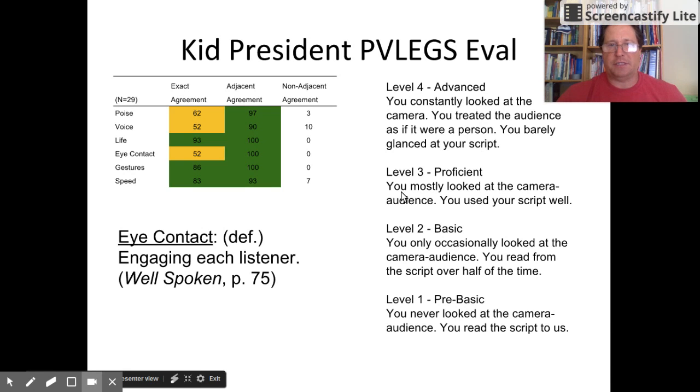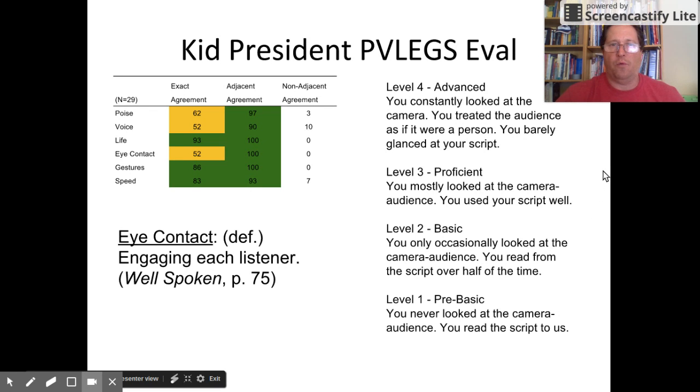So proficient is you mostly looked at the camera or audience, you used your script well. Basic is you only occasionally looked at the audience, you read from the script over half the time. Pre-basic is you never looked at the camera or audience, you read the script to us. So this is 100% reading the script. This is 50% reading the script. Here we just say you used your script well. Is that 75%? Is that 80%?